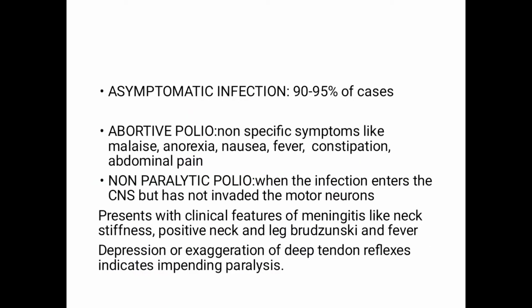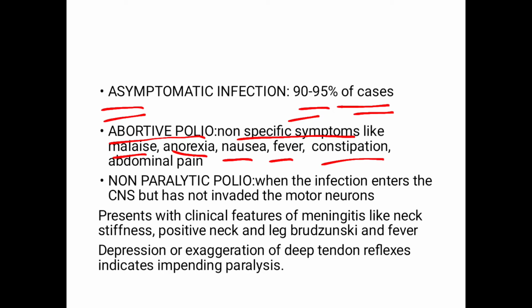So, as talked about earlier, asymptomatic infection is present in 90 to 95% of cases. The abortive polio, or the non-specific signs and symptoms, are present when the virus is either present in your GI tract, or it causes the viremia. So then these non-specific symptoms of abortive poliomyelitis are present, which are as follows: malaise, anorexia, nausea, fever, constipation and abdominal pain. And this is present in usually 1 to 5% of the population.